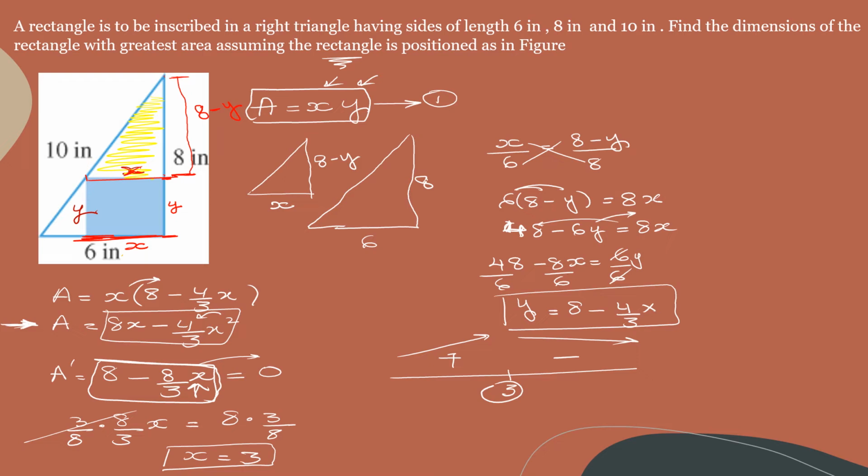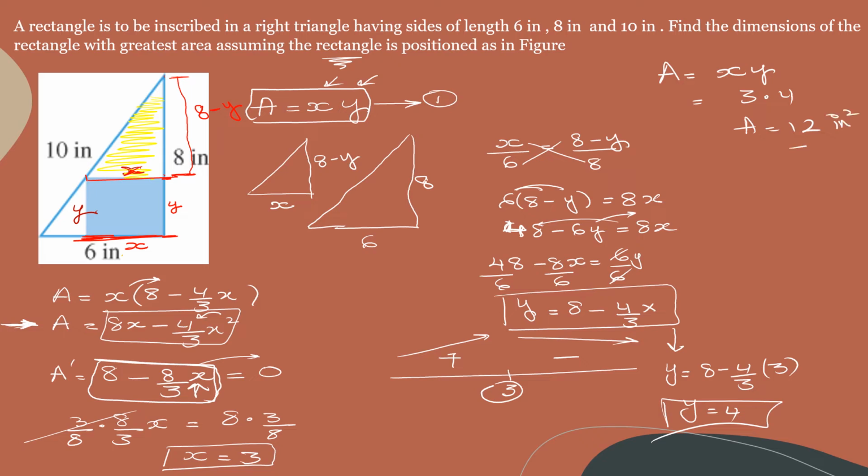Okay, let's find out the y value, because it is important to determine the y value also for the area. So in place of x, you substitute the value of x, that is 3. So we will get y equals 4. Now the maximum area equation is A equals xy. So 3 into 4 means the area is equal to 12. Everything is given in inches, so your units will be inch square. So that is our final answer.